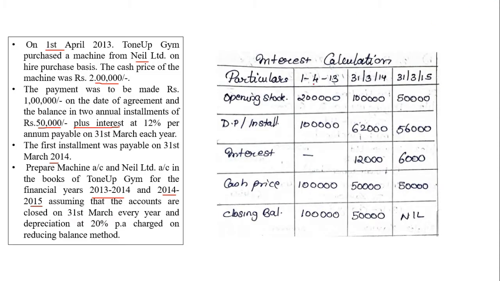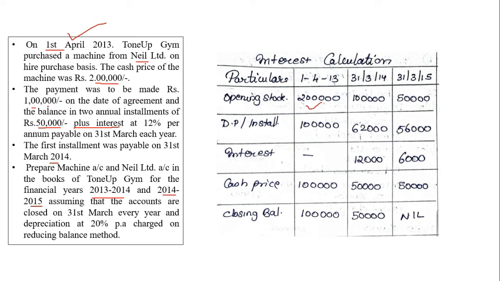Okay. So the heading is interest calculation. We have particulars: 1st April 2013, 31st March 2014 and 31st March 2015, because 2 years of data is given. Opening stock, down payment, installment, interest, cash price, and closing balance. This is normal. Now, the cash price of the machine, or the opening stock of the machine was 2 lakhs.